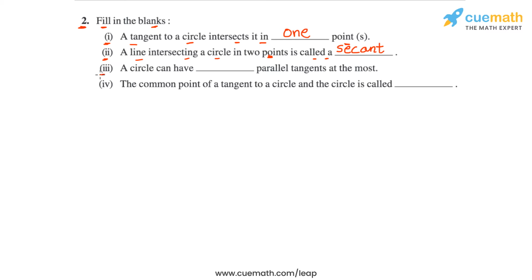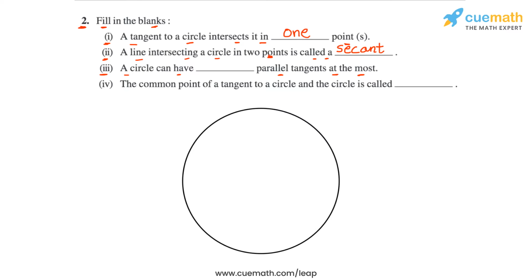Then we come to statement 3, which says a circle can have dash parallel tangents at the most. So I want you to visualize this situation carefully. How many parallel tangents do you think a circle can have? So let me draw one tangent for this circle, let's say this tangent here. Now, how many other tangents can this circle have which are parallel to this tangent? So if this is the point of contact A for the first tangent, then it's easy to see that this circle will have exactly one more tangent that's parallel to this first tangent.